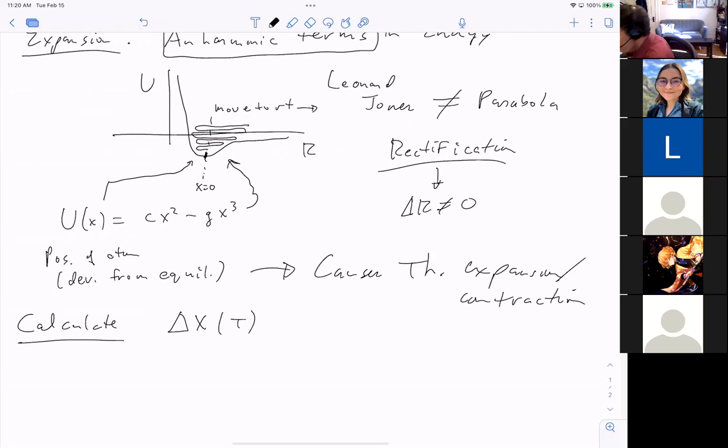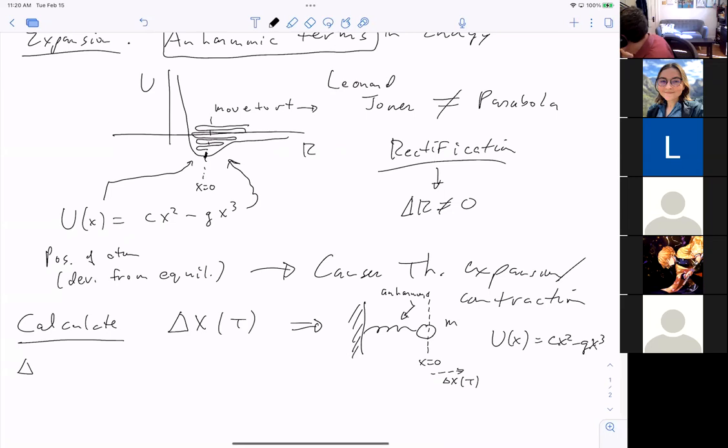And there's a really simple way to do that, because here is our model for the atom. Here's the atom as some mass, and this is the anharmonic spring, and this is x equals zero. And so we want to know the deviations, delta x, as a function of temperature. And so we can see that if the energy U of x has the harmonic term and the anharmonic term, which is negative because it's a little bit lower on the right side, then we can calculate this.